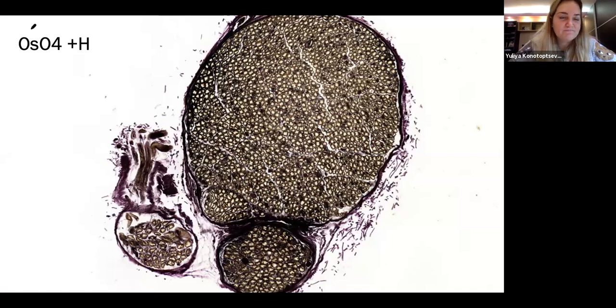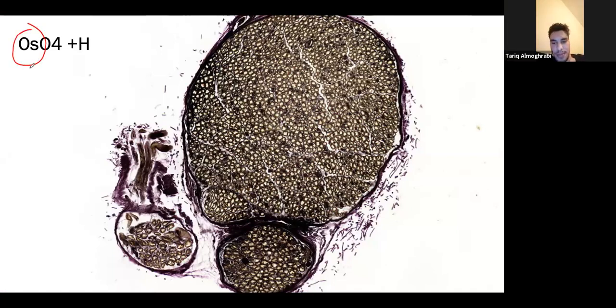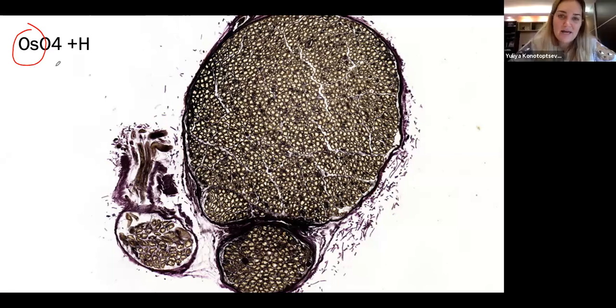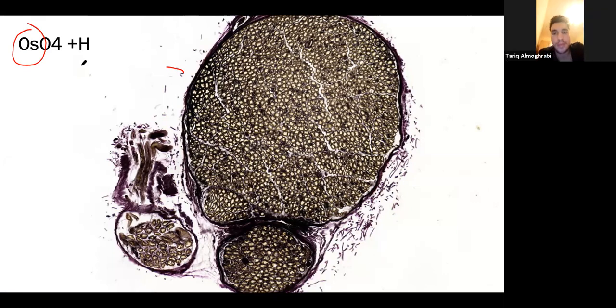Okay, osmium. What is osmium? Heavy metal. The full staining of this slide, this is also a peripheral nerve. It is osmium tetraoxide plus hematoxylin. So what is the purpose of the slide? To see anything that has lipids, right?